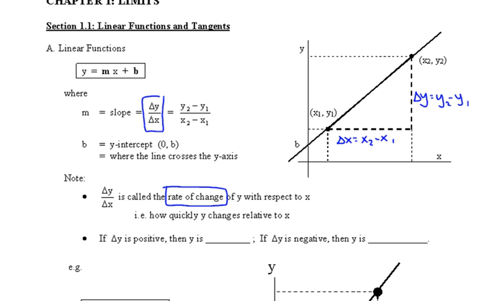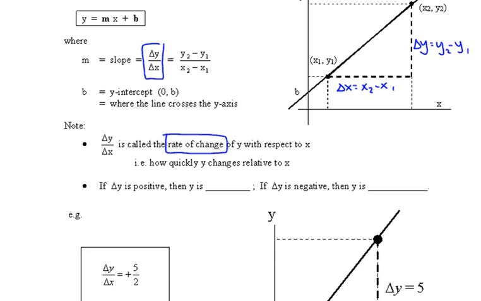Now, some of this is going to be just a new way to say things. Okay, so we'll have to get used to that. So the delta y over delta x is the rate of change of y, the change of y, with respect to x. It's a new way to say some stuff here. So how quickly is y changing relative to x? So if my slope is 2, then basically my y is changing 2 times faster than my x.